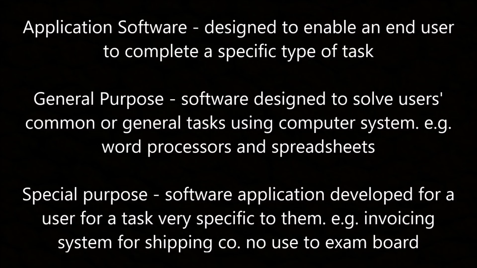Application software is designed to enable an end user to complete a specific type of task. Its general purpose is when the software is designed to solve users' common or general tasks using a computer system, such as word processors and spreadsheets. The special purpose is that the software application is developed for a user for a task very specific to them. Example, invoicing a system for a shipping company is no use to an example.